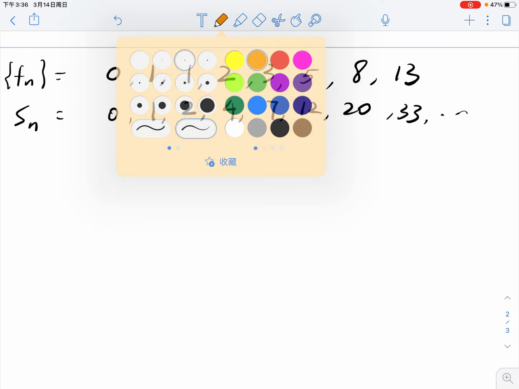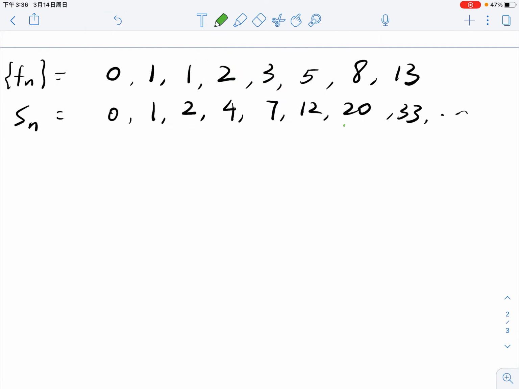Let me use this color. So 20, for example, is 7 plus 12 plus 1. And then 12 is 7 plus 4 plus 1, so almost Fibonacci.